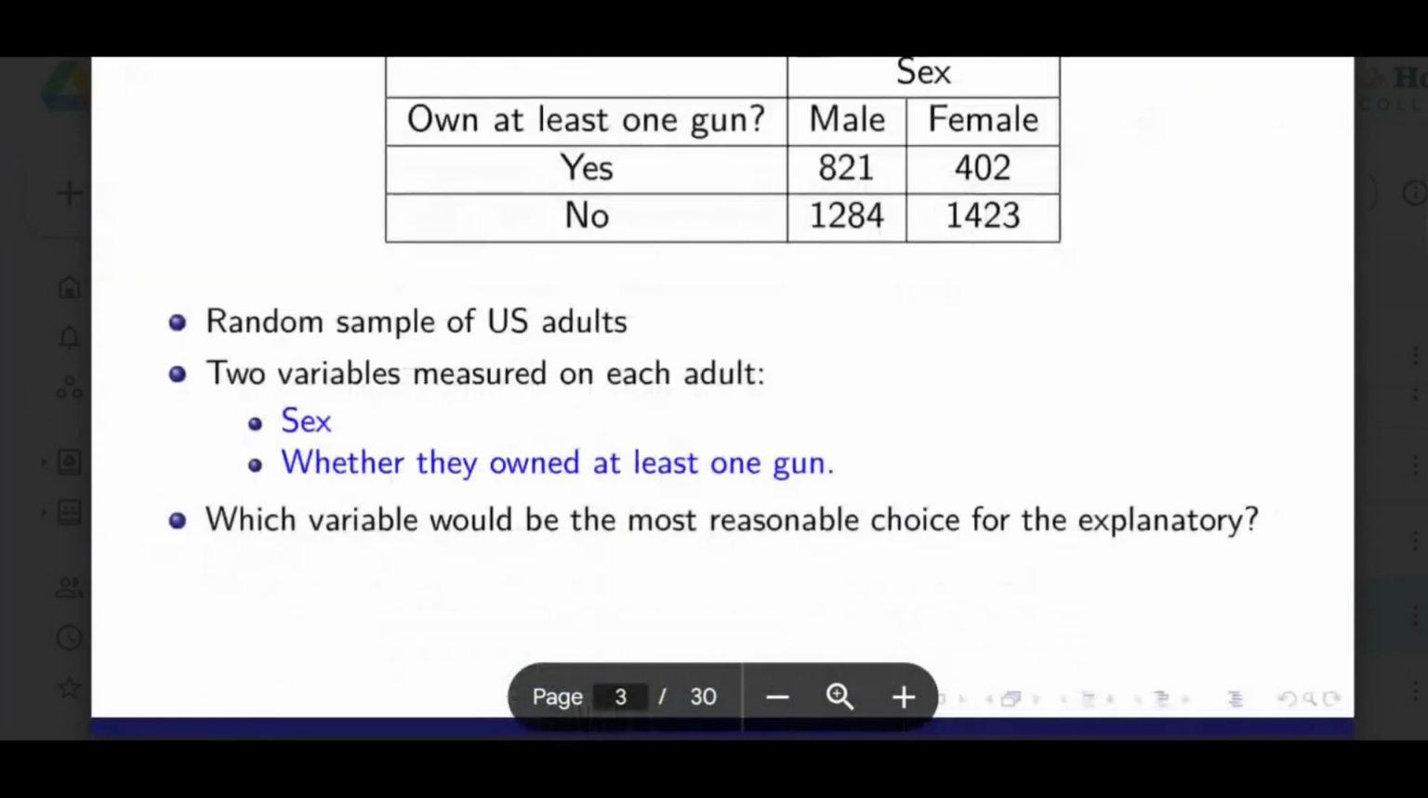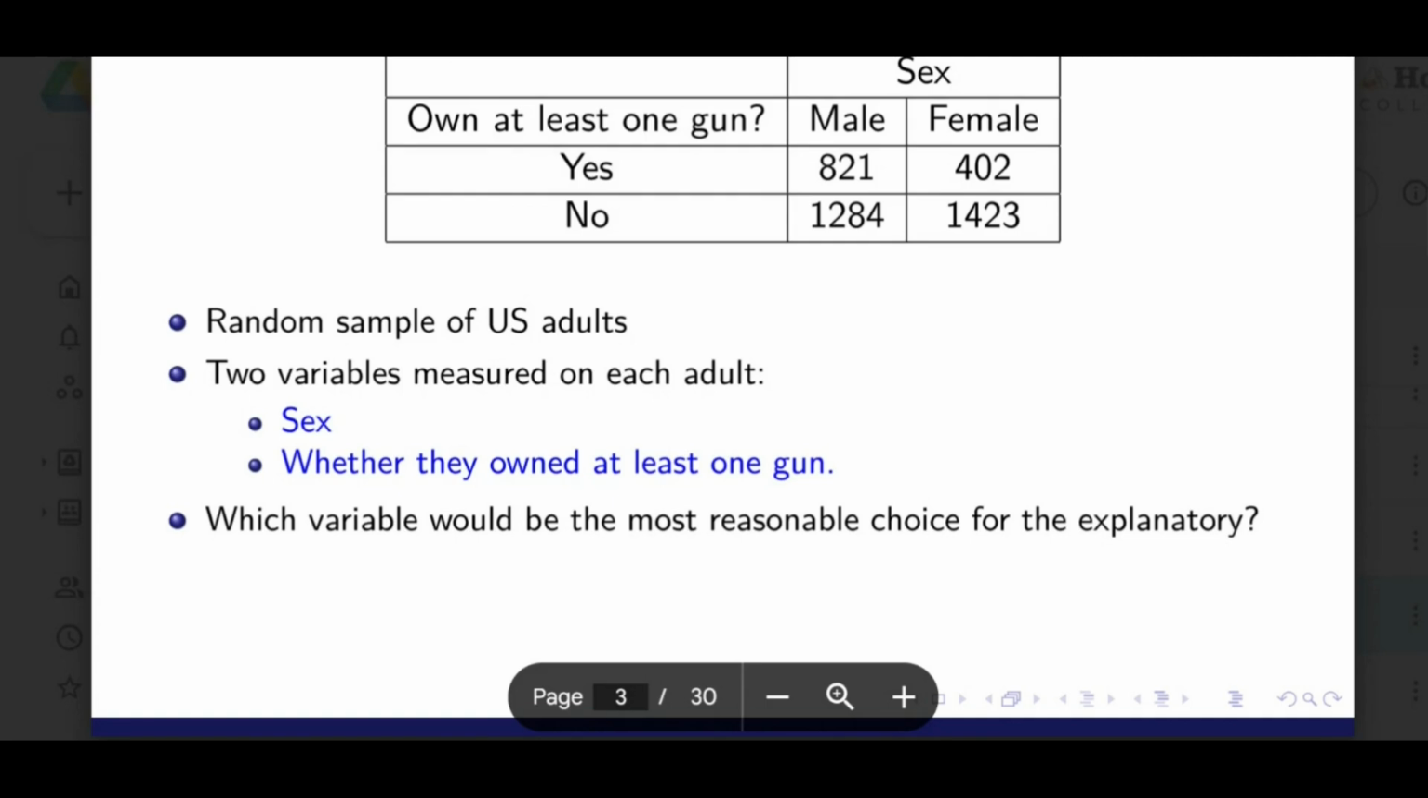Now let me ask you a question. Which variable do you think is the most reasonable choice for the explanatory variable? What's the most natural bucket you put people in? Remember, the explanatory variable is the bucket variable, the grouping variable. What is the most natural grouping for this kind of data, would you say? You could say either answer, honestly. Either variable could be explanatory, but what comes a little more naturally, I would say? Sex. I agree.